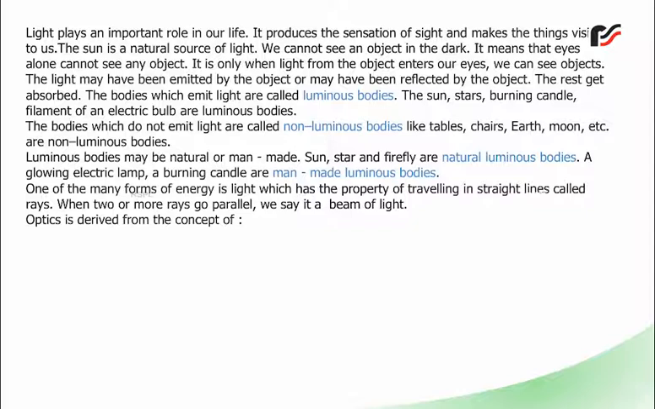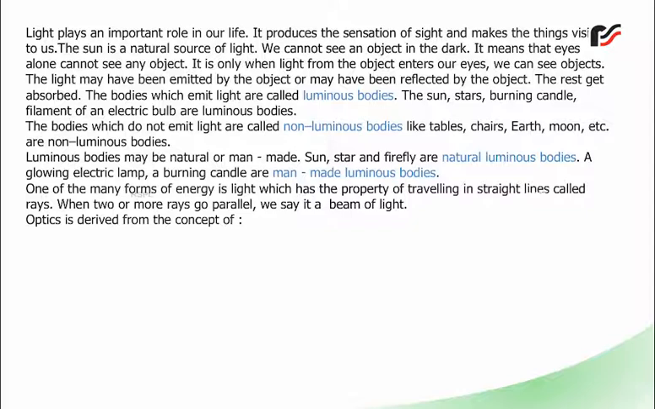It is only when light from the object enters our eyes that we can see the object. The light may have been emitted by the object or may have been reflected by the object. The rest gets absorbed. The bodies which emit light are called luminous bodies. The sun, stars, burning candle, and filament of an electric bulb are luminous bodies. The bodies which do not emit light are called non-luminous bodies, like tables, chairs, earth, moon, etc.